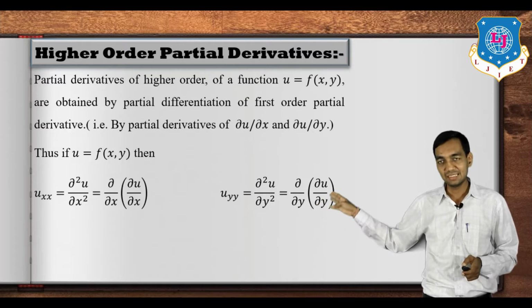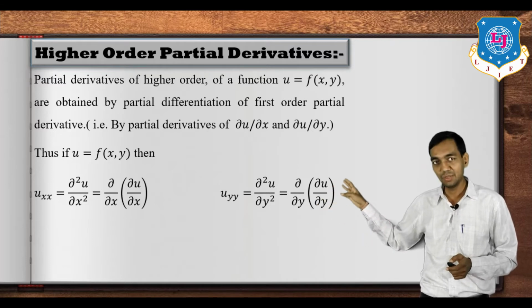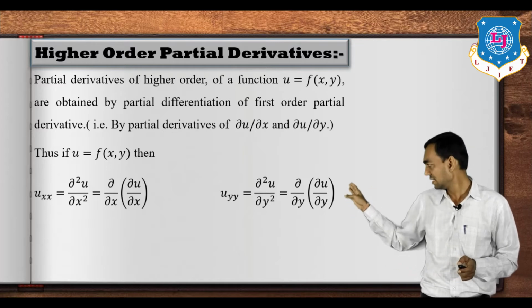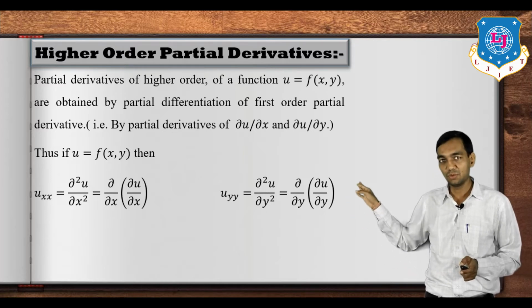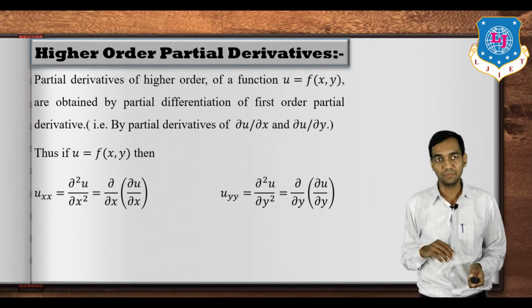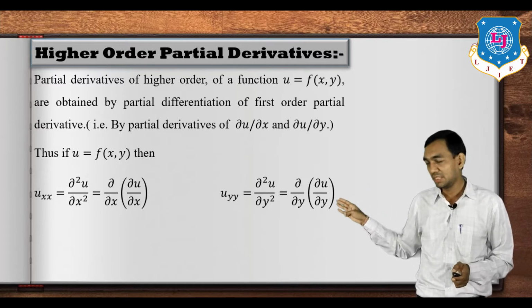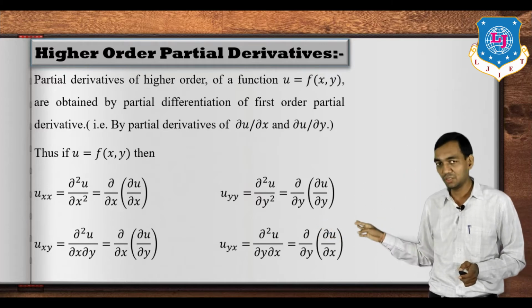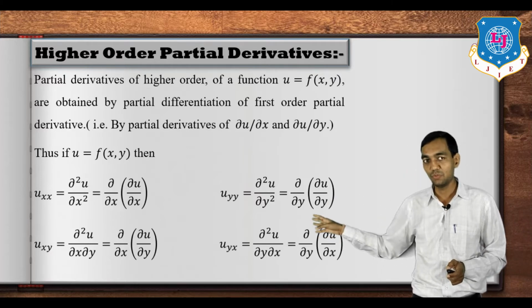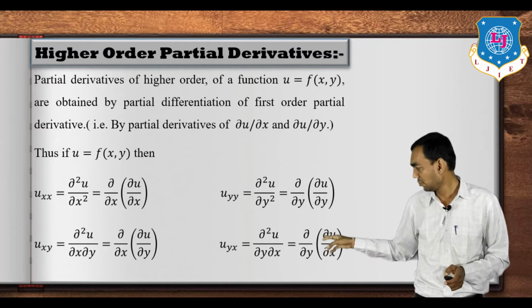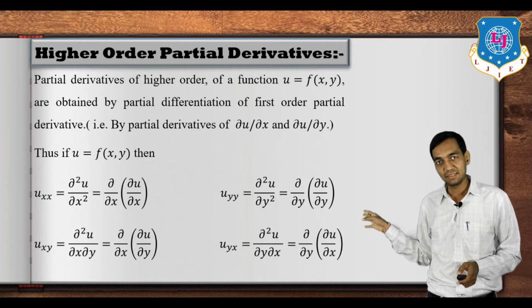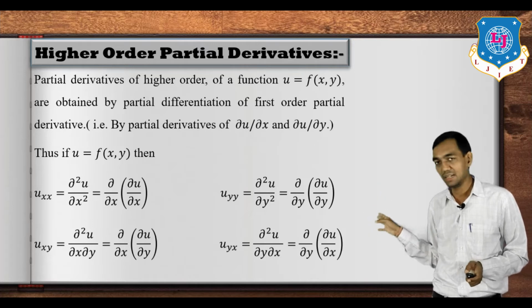That means uxx is del square u by del x square, that is nothing but del by del x of del u by del x. In the same manner, uyy is del square u by del y square, equal to del by del y of del u by del y. In the same manner, if you are differentiating del u by del y with respect to x, or del u by del x with respect to y, then it is written in the form u of xy equal to del square u upon del x del y, and u of yx is del square u upon del y del x.